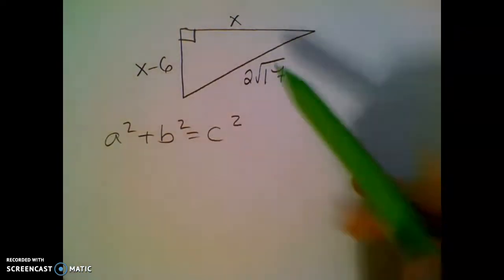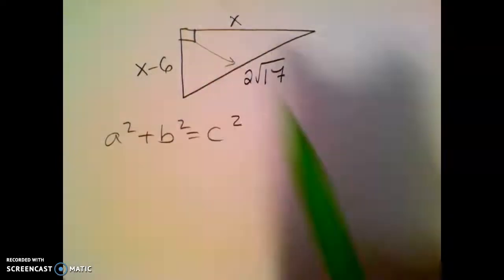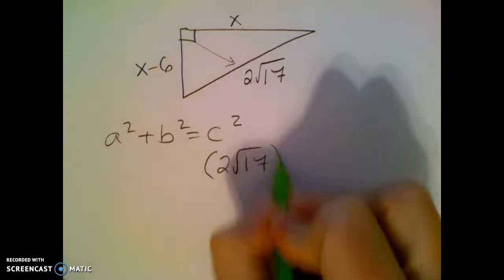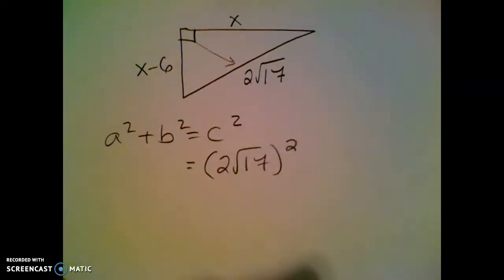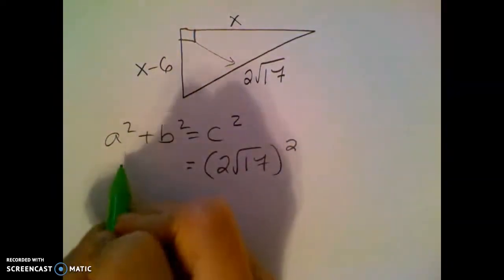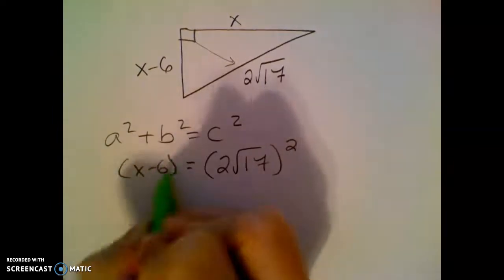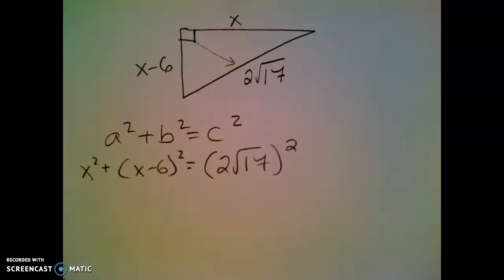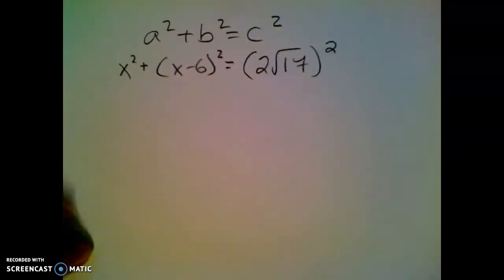Keep in mind that c is always across from the 90, so I know that c squared is going to be 2 root 17 squared. Everything else is just pick a side. So I'll go ahead and do x minus 6 squared as b, and then x squared as a. Okay, so I don't need the picture anymore, so I'm just going to go ahead and scroll up here.